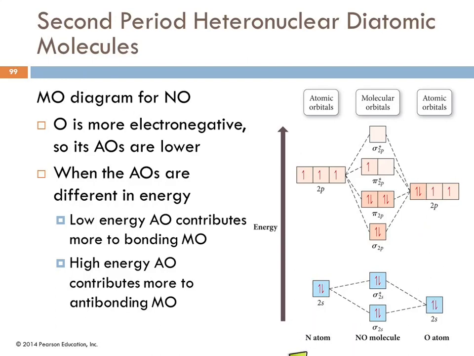You see this diagram and it pops up at you and you have to kind of look at it for a while. It's like, what on earth, what is that? Orient yourself. So when the atomic orbitals are different in energy, what happens? Well, the lower energy atomic orbitals can contribute more to the bonding orbitals, and the higher energy ones are going to contribute more to the anti-bonding.